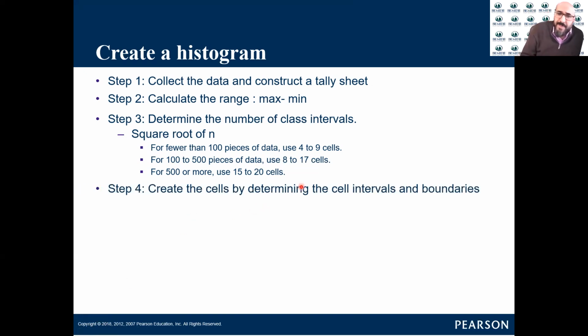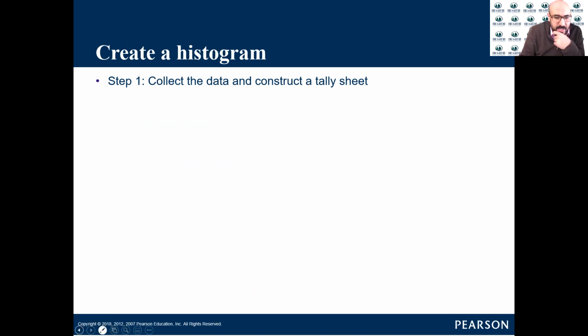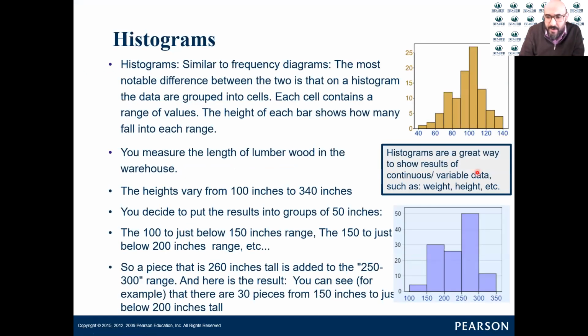Create the cells by determining the cell intervals and boundaries. So what we need to do is find the boundaries, which means the beginning and the ending of each group. In the previous example, we said from 100 to 150. And we created how many categories here? I'm going to go back just a second to show you exactly. So we have created 1, 2, 3, 4, 5, and this is just based on whatever you want. And then the boundaries would be from 100 to 150, then from 150 to 200.